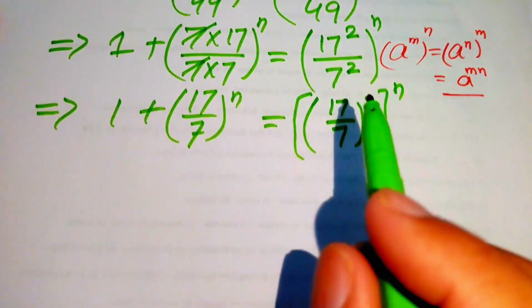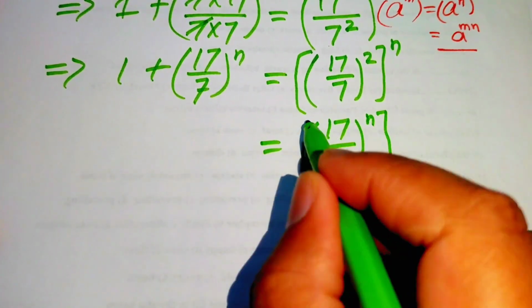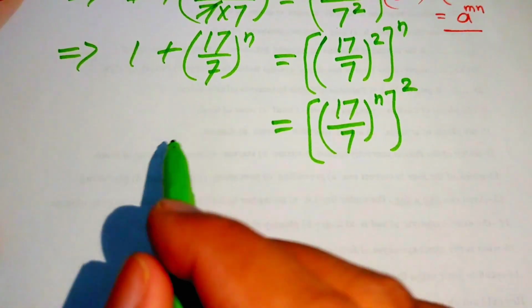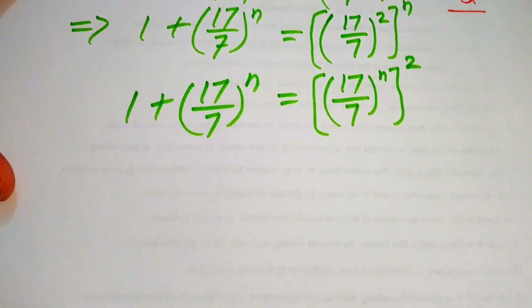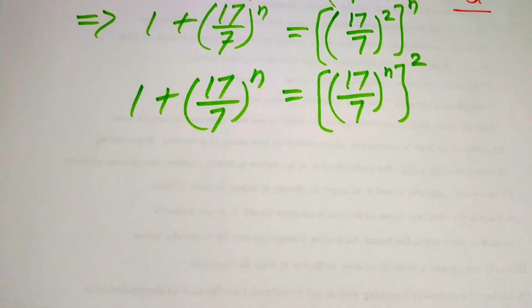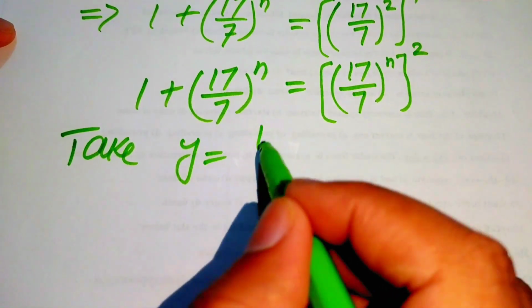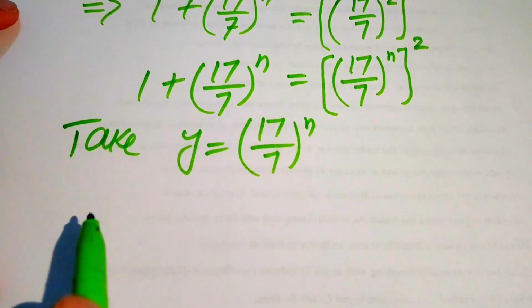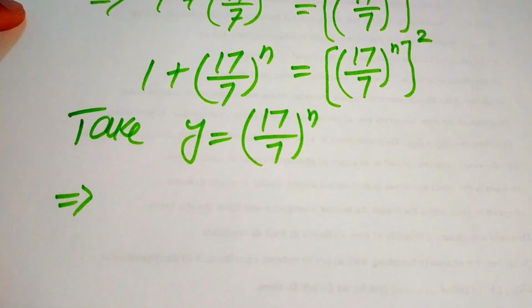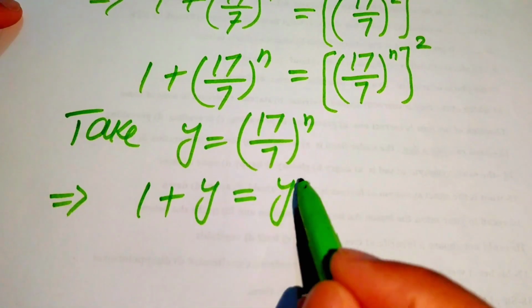So now we interchange these two exponents and we write it as 17 over 7 to the power of n and its whole square. And in the left hand side we have 1 plus 17 over 7 and its whole power n. So now you see here we have an exponential function in which 17 over 7 to the power of n is the common expression, so now we take y equals 17 over 7 and its whole power n. So we substitute this value in the above equation, so our exponential equation becomes quadratic form, and we see that it is 1 plus y equals y squared.